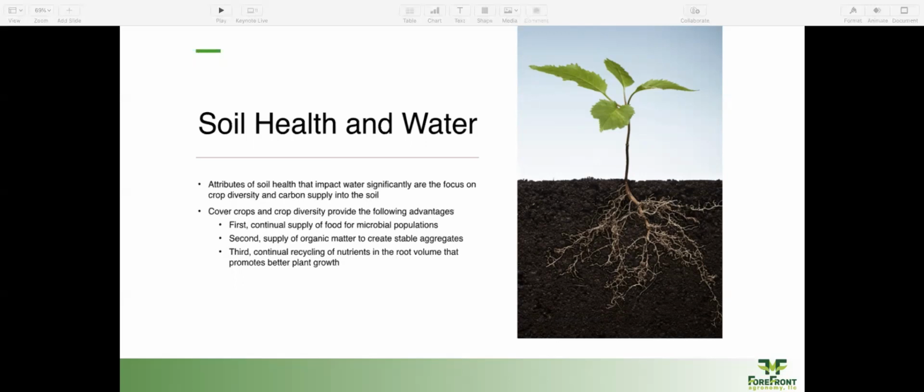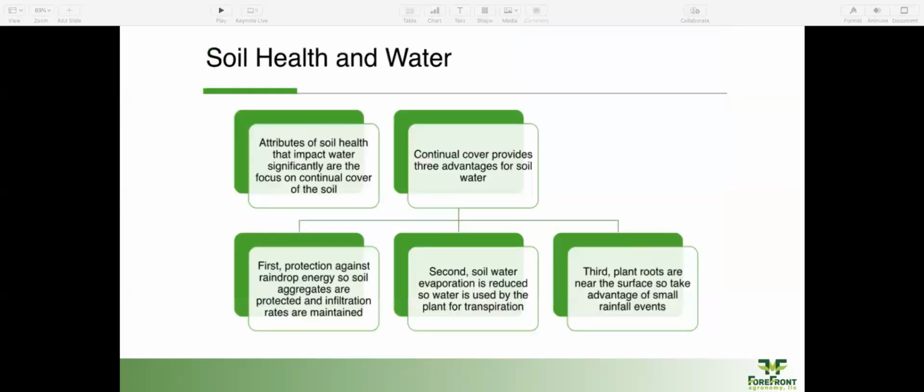There are millions of these things down there, but they've got to eat just like us, just like your cows. And so they've got to have something to eat. So we want to make sure that we put them in a good environment, supplying organic matter to create more stable aggregates, so we can get water into the soil and hold more water. And then finally, recycling of those nutrients down below the soil surface in that root zone to help promote better plant growth and basically help us withstand these stressful time periods that we're going to experience during the growing season.